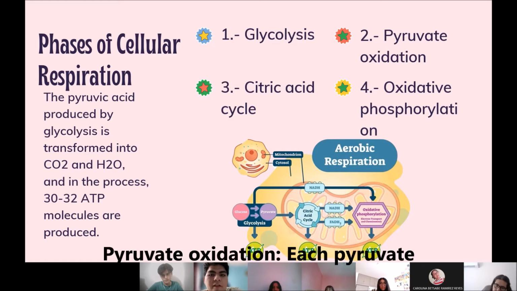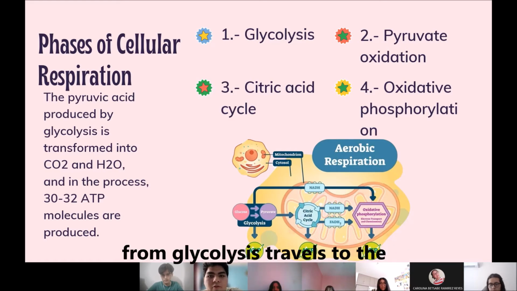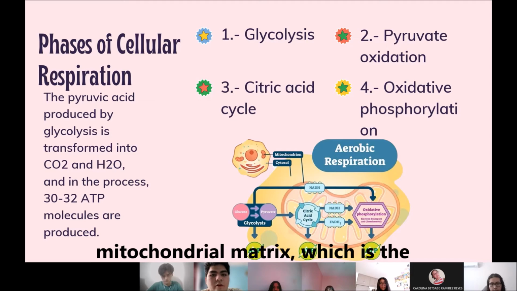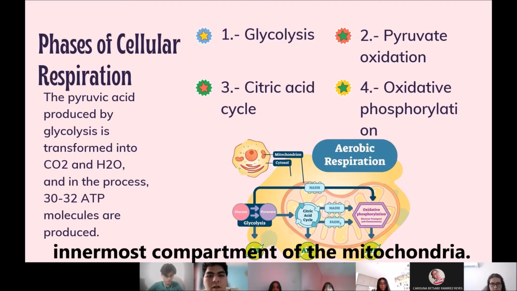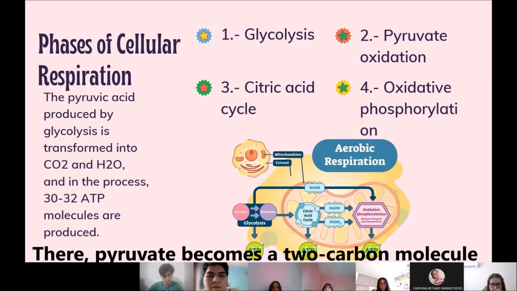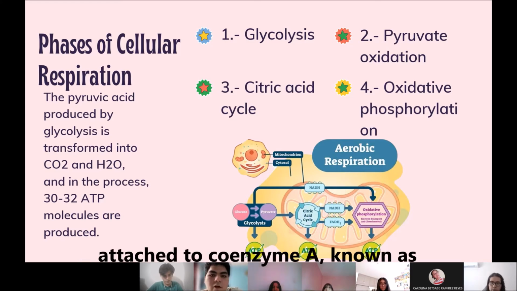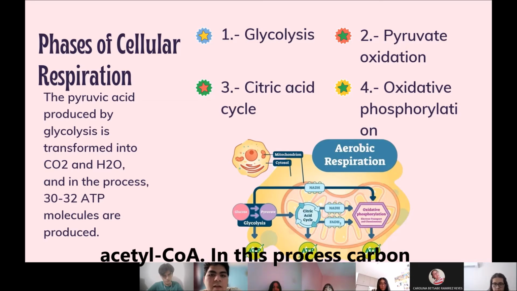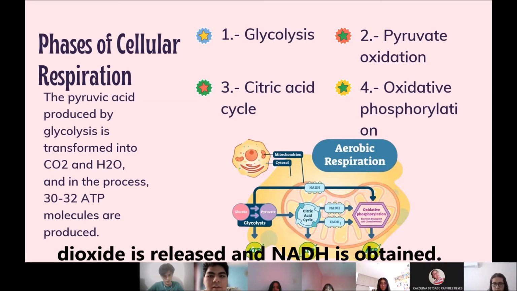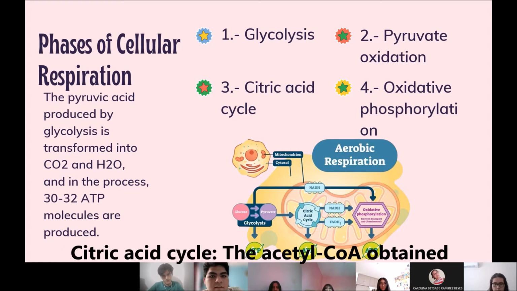Pyruvate oxidation. Pyruvate from glycolysis travels to the mitochondrial matrix, which is the innermost compartment of the mitochondria. There, pyruvate becomes a 2-carbon molecule attached to coenzyme A, known as acetyl-CoA. In this process, carbon dioxide is released and NADH is obtained.